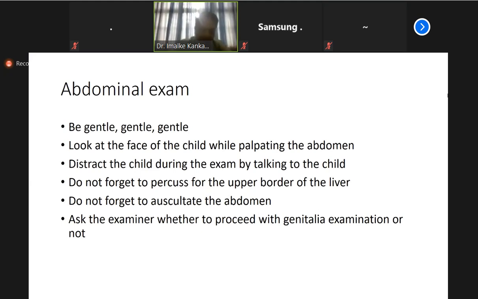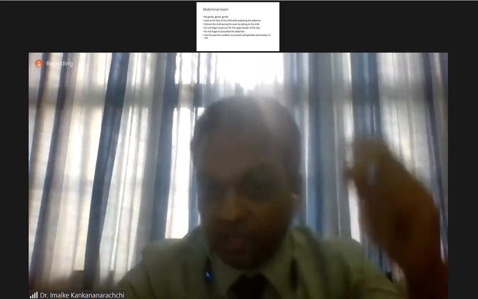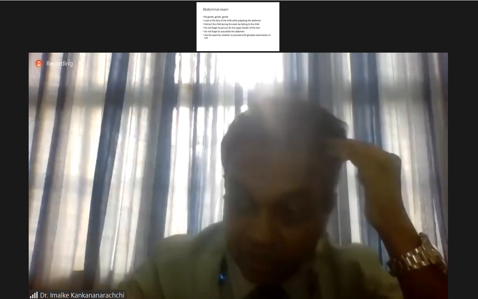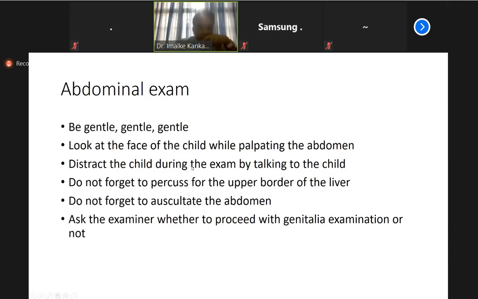Now we can definitely identify those who have not done abdominal examinations adequately at the exam, because you tend to push like this. In adults, you can do that because they have large fat mass, but in children, you can't do that because they are very thin. And it's very important to look at the face of the child while palpating the abdomen. Don't look at the examiner, don't look elsewhere, just look at the face. Now you can distract the child during the exam by talking to the child.